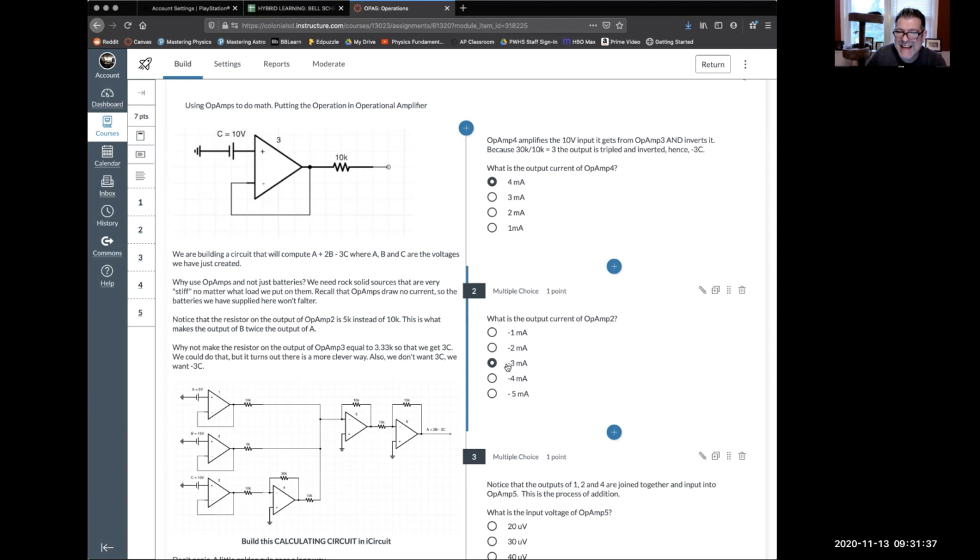Notice that it's negative 3 milliamps. Well, first of all, all of the options are negative. That's because the op amp is outputting a negative voltage, so I'm going to get a negative 3 milliamp current running there.